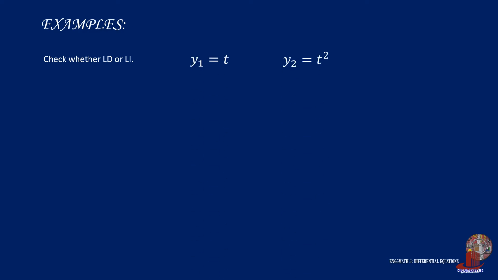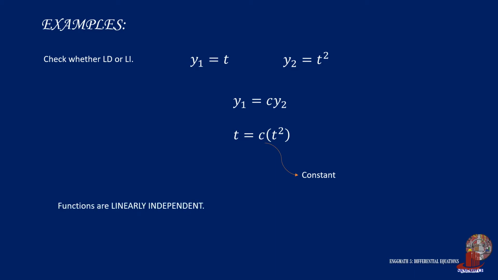Check the two functions for dependency. y1 is equal to t and y2 is equal to t squared. As we said that the first function should be equal to the second times a constant, we get t is equal to c times the square of t. At this point, there is no way for us to plug a value of c to make the equations equal, so these functions are linearly independent.